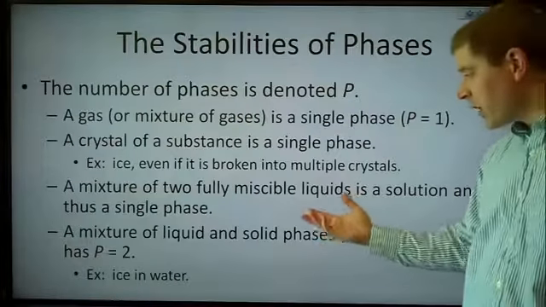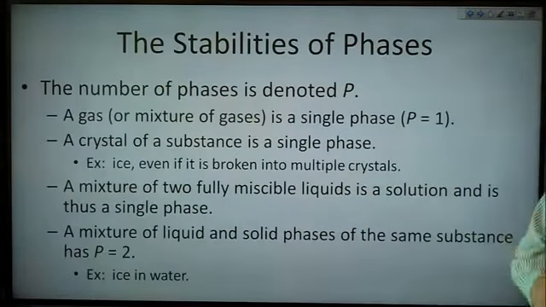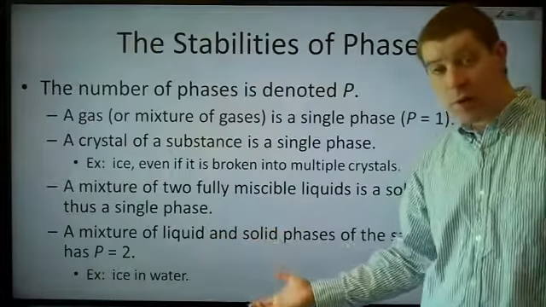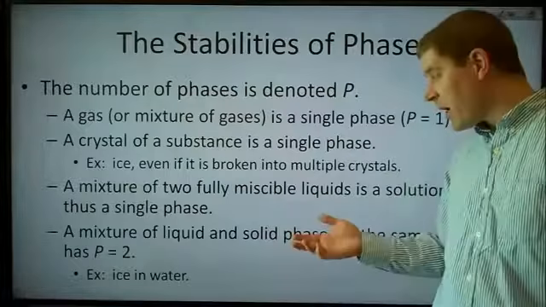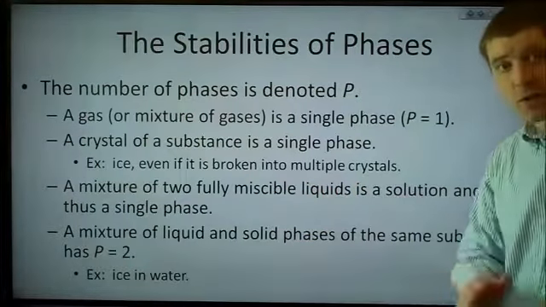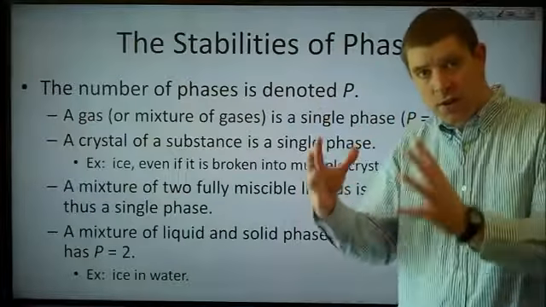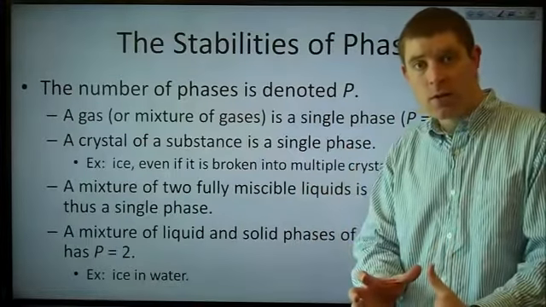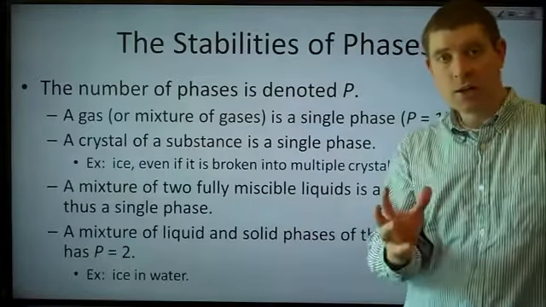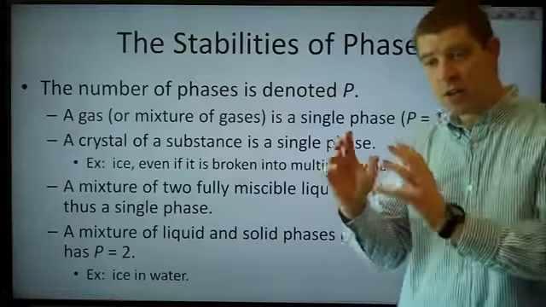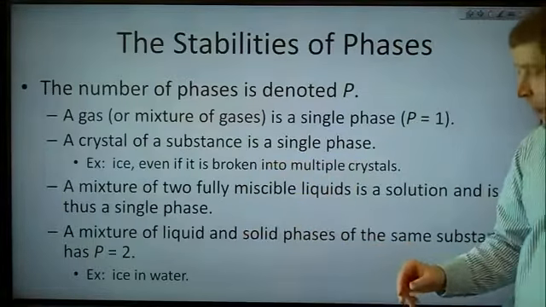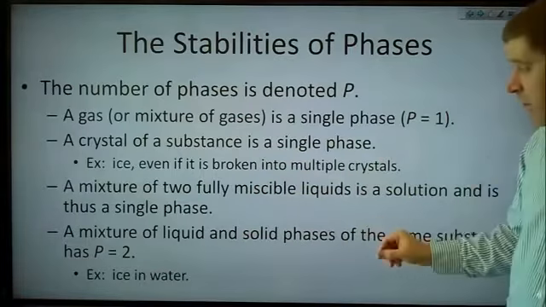If we have a mixture of liquid and solid phases, as in ice and water, of the same substance, then the number of phases there is 2. If we have a mixture of liquid and solid phases of two different substances, as long as the liquid is all of one substance and the solid is all of a different substance, then it's still just two phases. If we have liquid and solid of both substances, then we would have 4 different phases, if the liquids are immiscible.